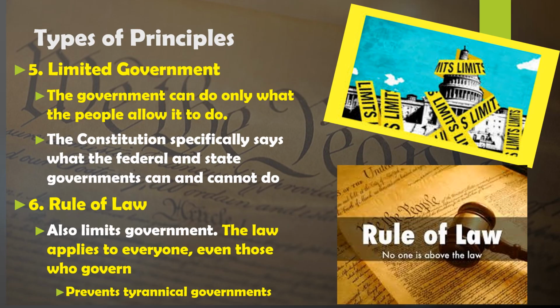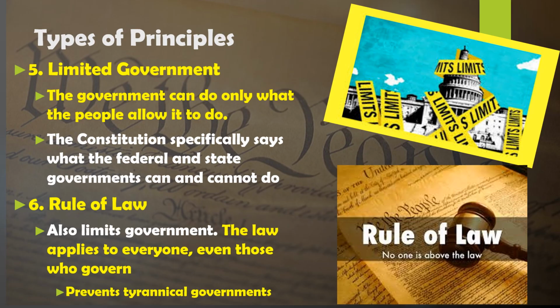So once again, the Constitution limits the power of the national and federal government, but also the individual state governments as well. Then you have rule of law, which also limits government. It's the extension of limited government. And I've kind of mentioned and talked about this before, but basically the law applies to everyone. No one is above the law, even those who actually govern.